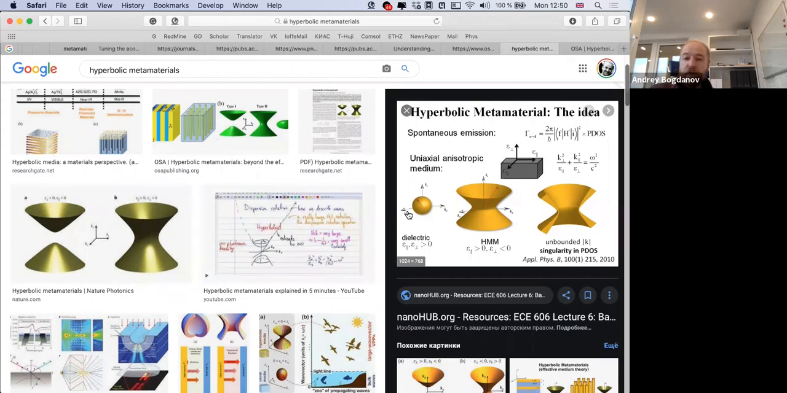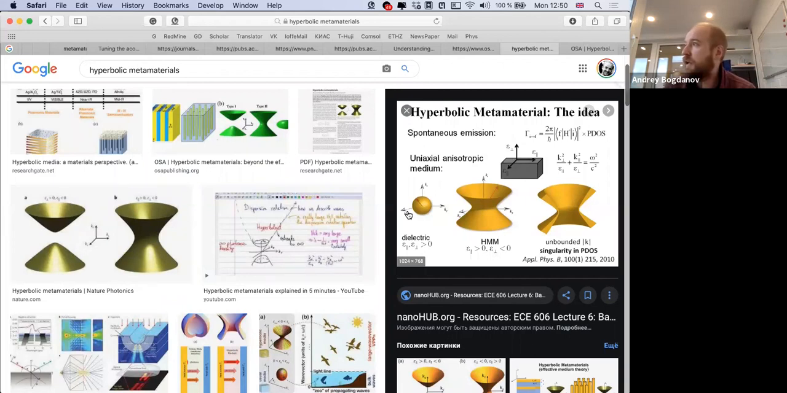Actually, we can calculate the density of states for free space. We could rewrite this formula in terms of the density of optical states in vacuum, and we will see that the radiation rate of a point dipole is proportional to the density of states. In hyperbolic materials, this is huge.